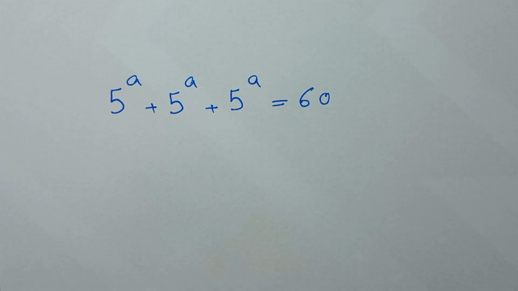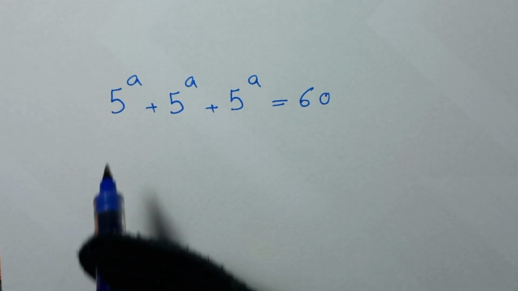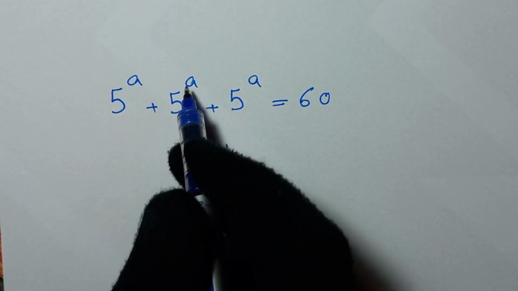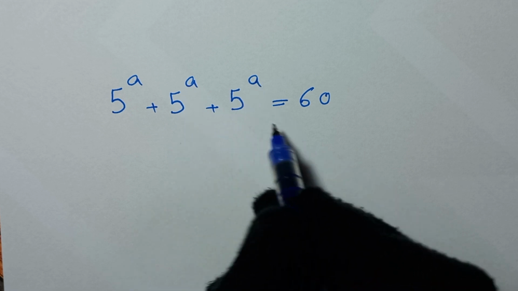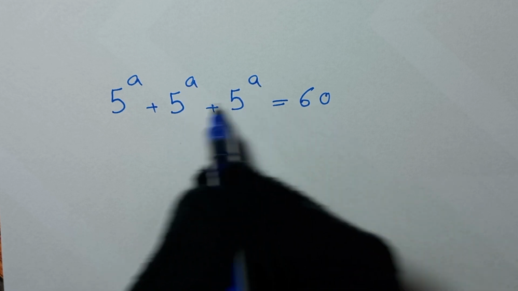Hello my friends, welcome to Solve This Math Problem, which is 5 to the power of a plus 5 to the power of a plus 5 to the power of a is equal to 60, to find the value of a.